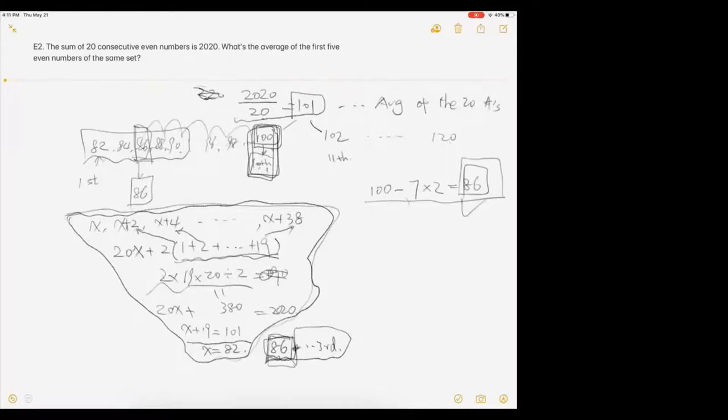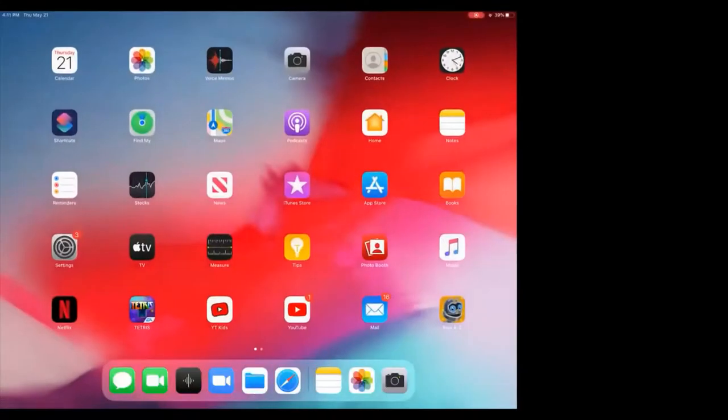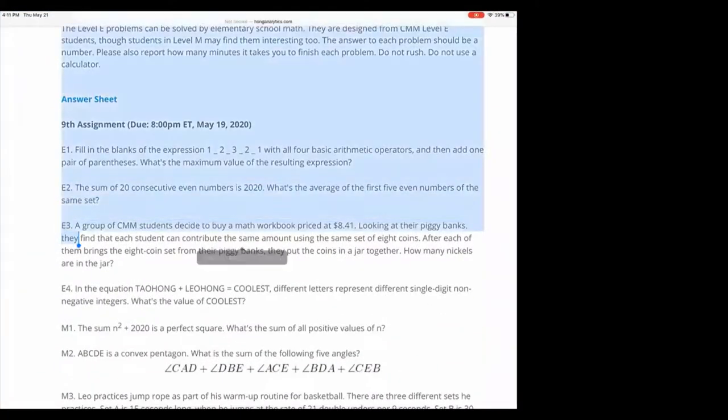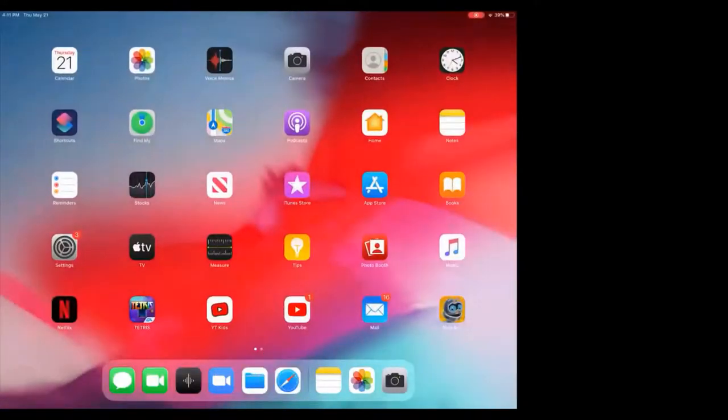Got it? All right, so let's move on to the next problem. I believe William wants to talk about this one, right? Yeah, I can talk about it. William, please, yeah, you already unmuted yourself. And everybody else, please mute yourself, okay?